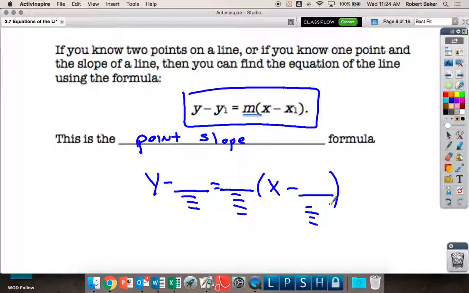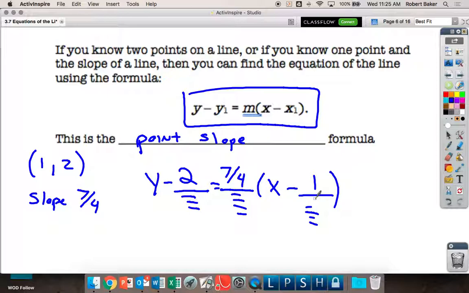Ready on the next one? Not yet. Okay, so this is only based on 1 point? 1 point. So the point 1, 2, and a slope of 7/4. You would just plug it in, so 2 would go next to y, and then it would be the slope, which would be 7/4, and then 1. And you just solve it from there. No, that's it. That's done. That is a linear equation, but it's written in point slope form.